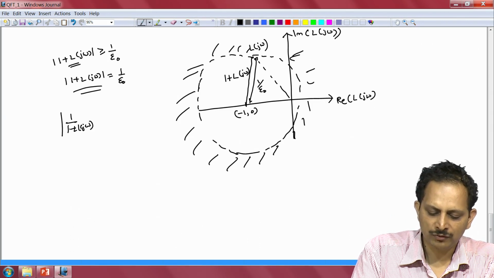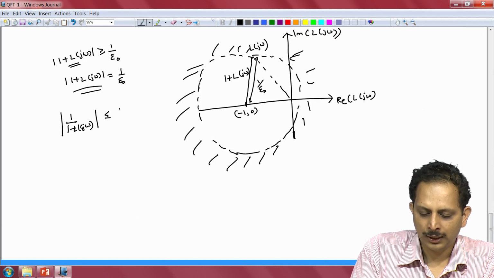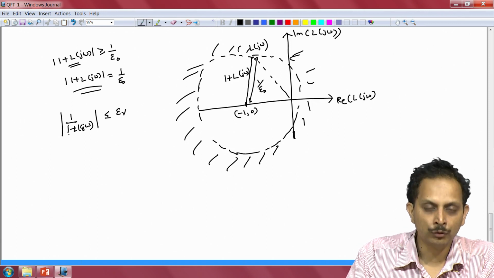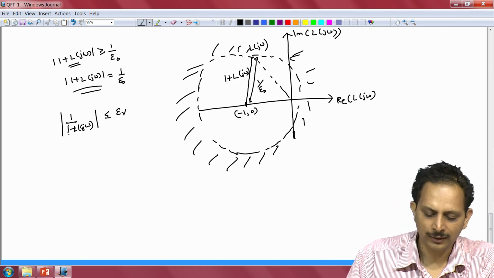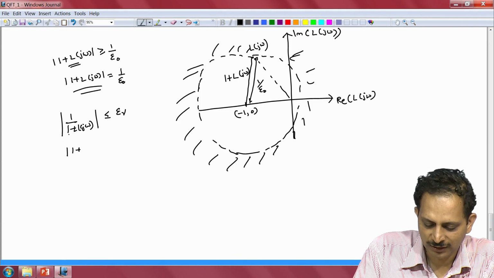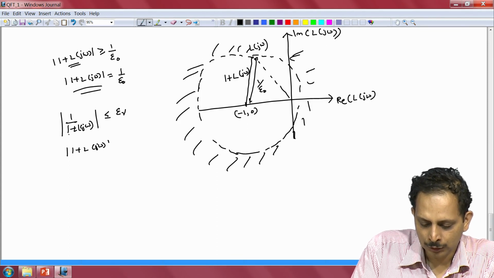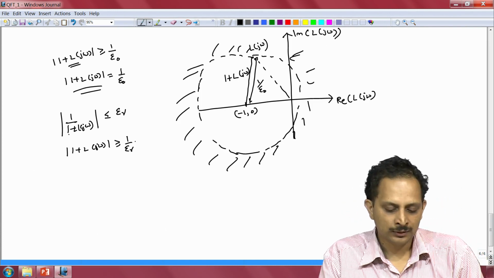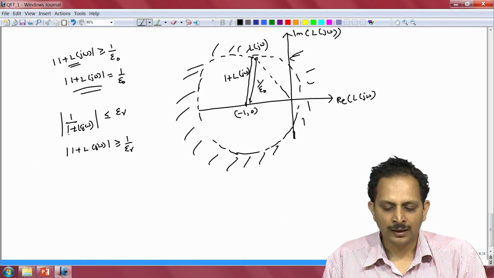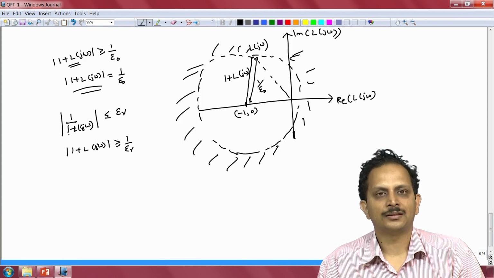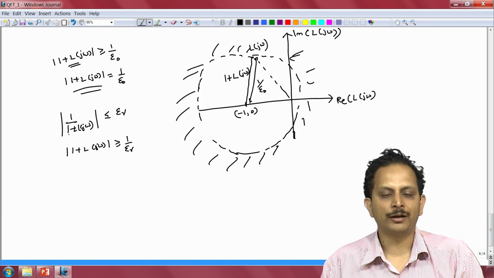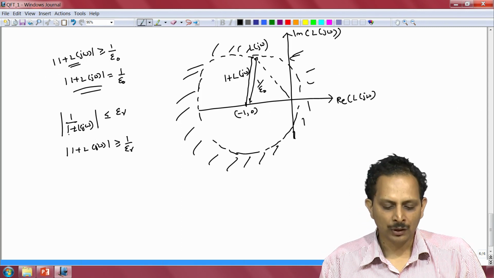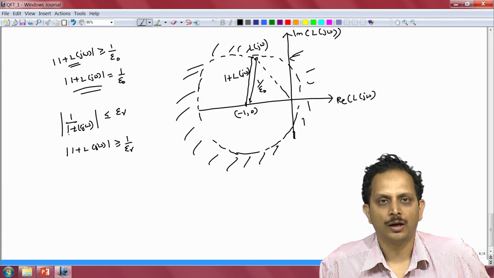If you want the magnitude of this to be less than or equal to epsilon r, where epsilon r is another small number but not so small that we can ignore unity in comparison with L of j omega, then we would have the magnitude of 1 plus L of j omega should be greater than or equal to 1 by epsilon r. Now this inequality represents the region in the complex plane of the Nyquist plot that is outside of a circle of radius 1 by epsilon r.